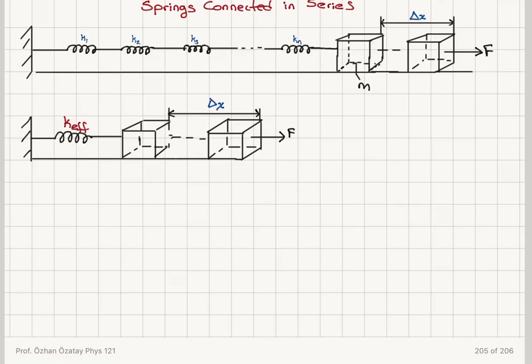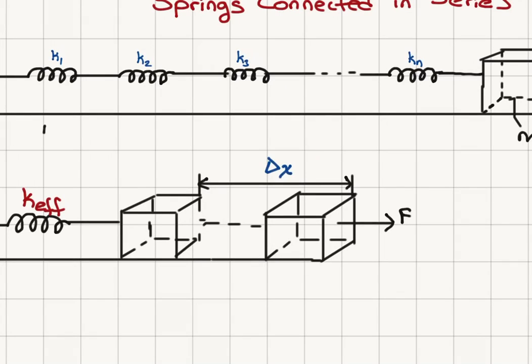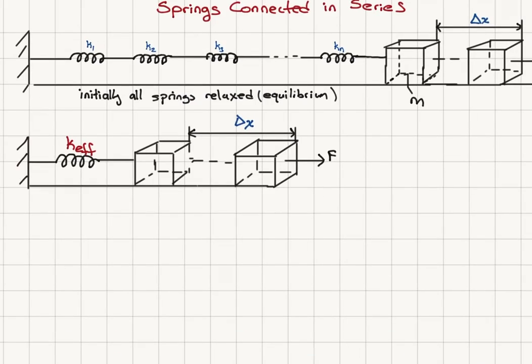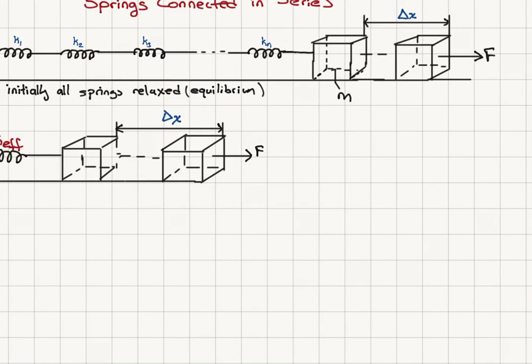Now let's take a look at springs connected in series. Now in this scenario, I have again the block with mass m, and initially relaxed springs, so that I would have no restoring force. So I say that initially all springs relaxed, equilibrium, no restoring force. And finally, what I do is I apply this force F.